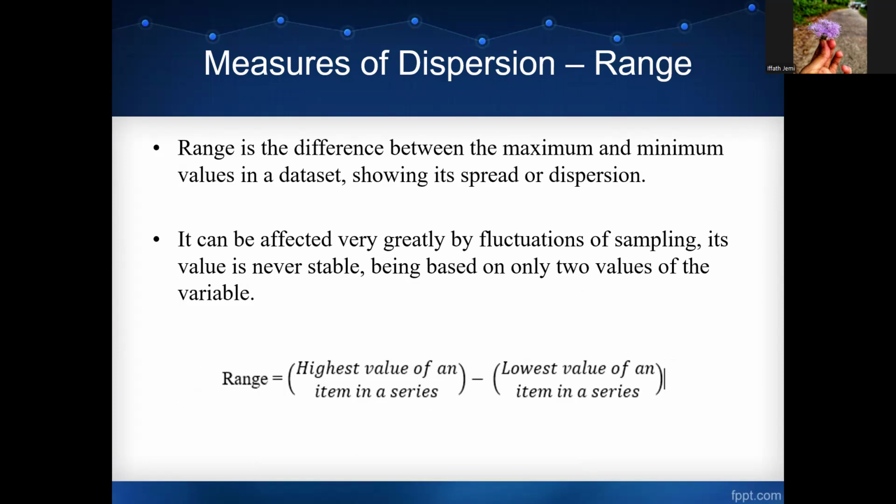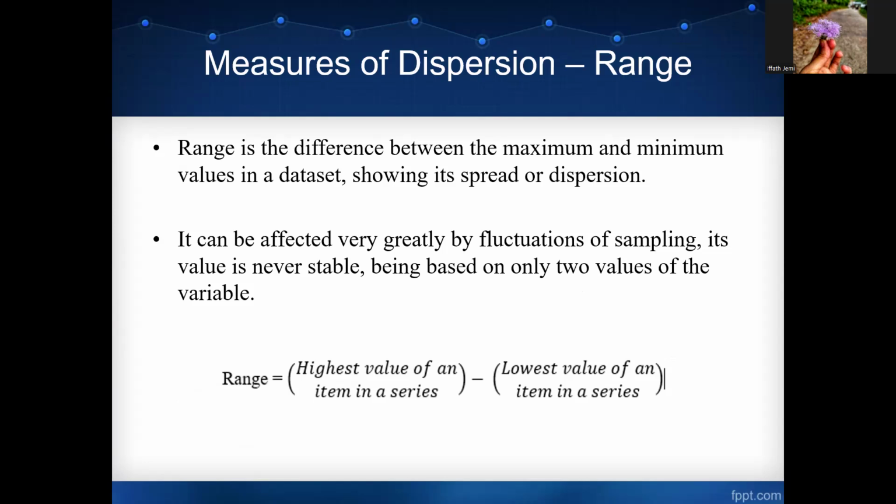The simplest measure is the range, which is the difference between the maximum and minimum values in a dataset showing its spread or dispersion. The advantage of range is that it gives an idea of the variability very quickly. Limitations are it can be affected very greatly by fluctuations of sampling. Its value is never stable, being based on only two values of the variable. Range equals the highest value of an item in the series minus the lowest value of an item in the series.